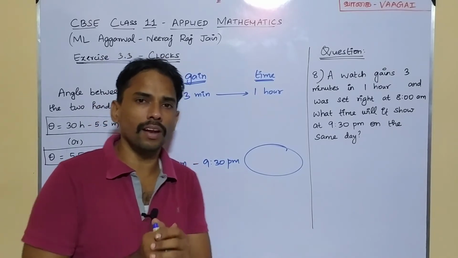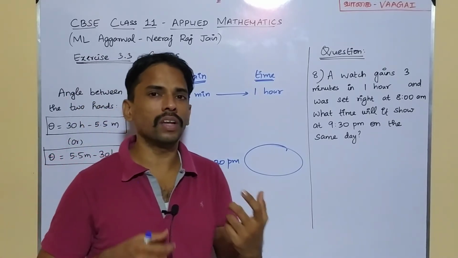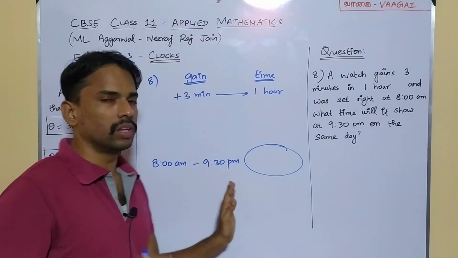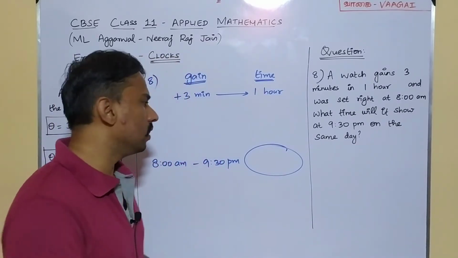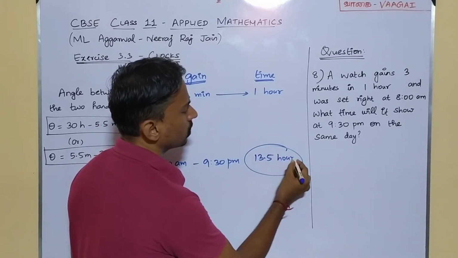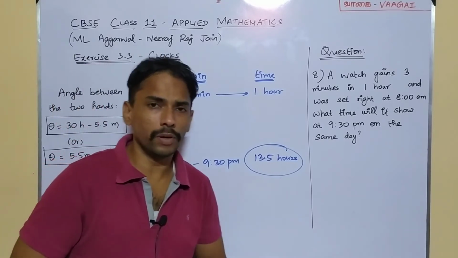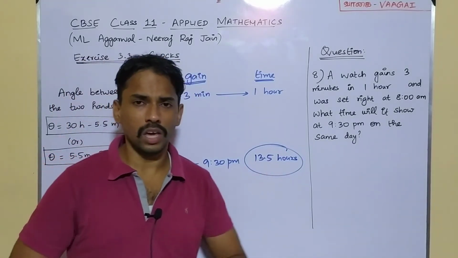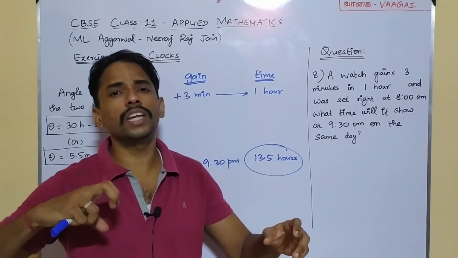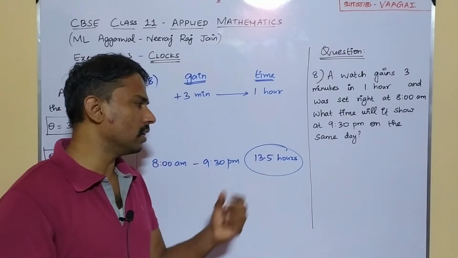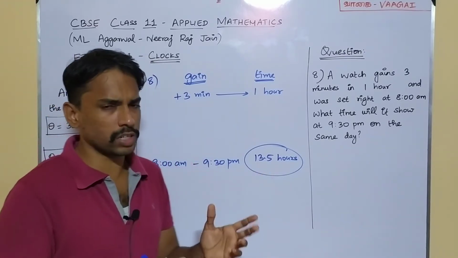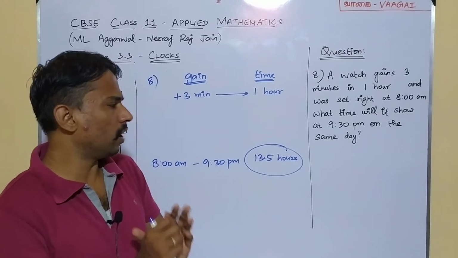So in that case, I can tell 12 plus 1.5, so it will be 13.5 hours. Is the point clear? So the total duration is 13.5 hours. I'm just writing it in terms of decimal. If I want to write it in an elaborate way, I will write it as 13 hours, 30 minutes. The same thing I'm writing as 13.5 hours. I just want the duration alone, so I'm writing it as 13.5 hours.